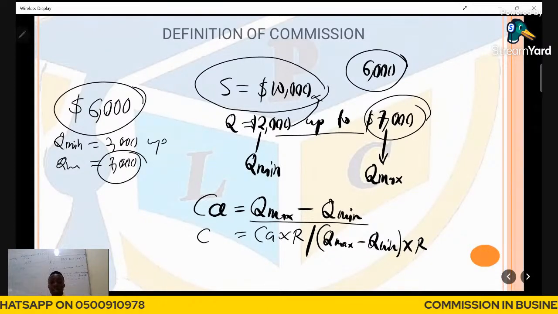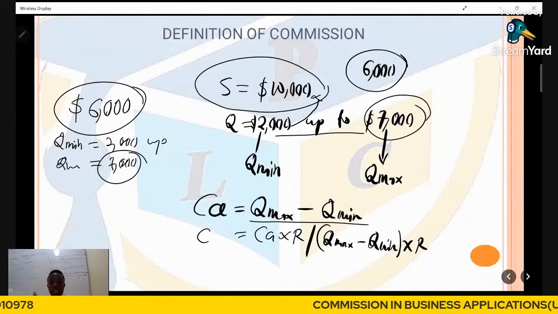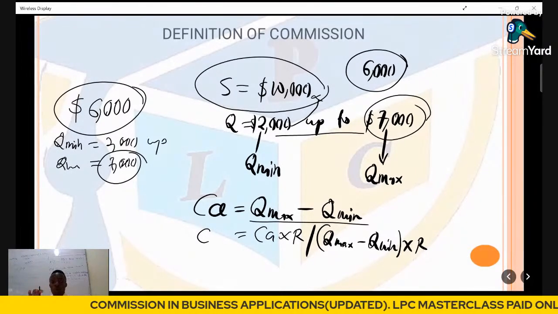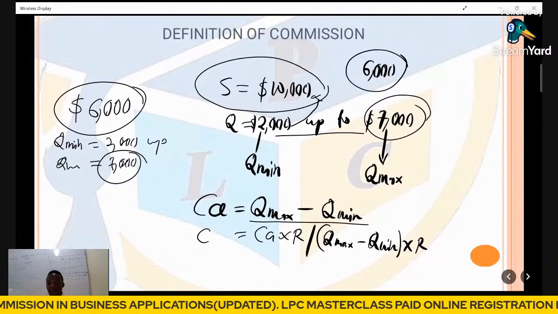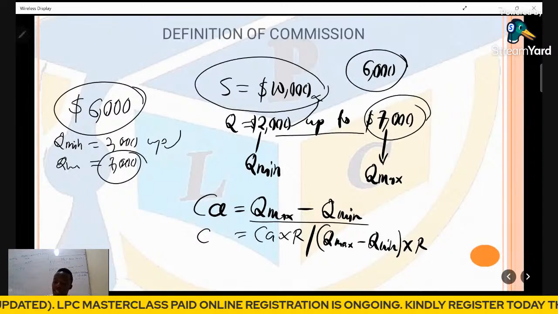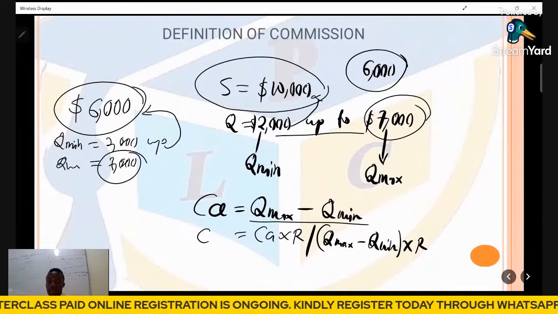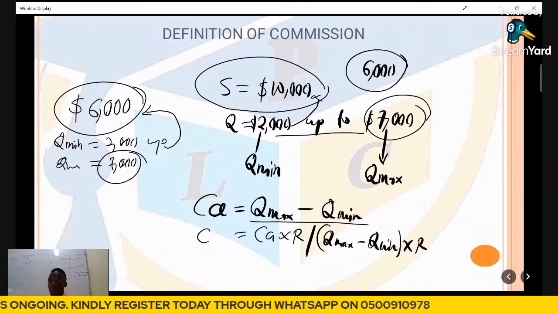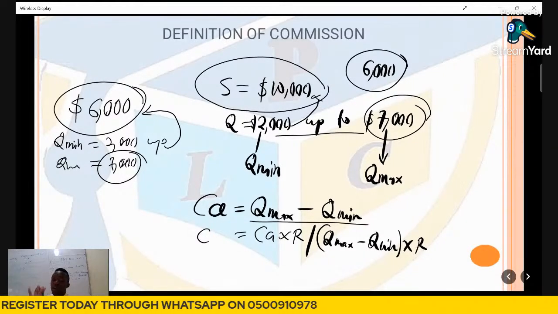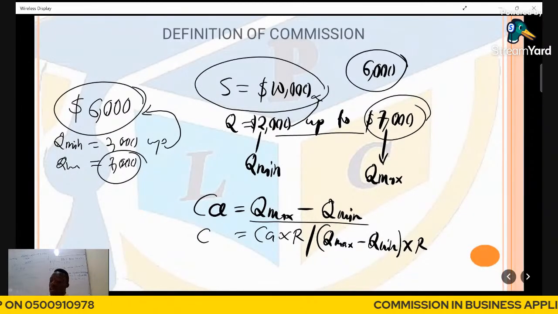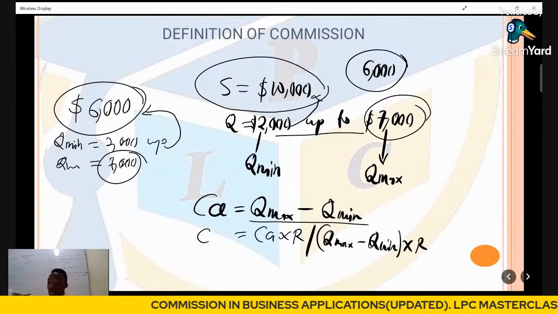So at any point in time, when the sales for a particular period is less than the maximum quota, then for us to get the commission of that personnel or sales officer or agent, we'll compare the minimum quota as against the sales that you made for the period, since the sales that you made for the period is less than the maximum quota. But in a situation where your sales is greater than the maximum quota, then you get a full commission amount within the range of, say, 2,000 up to 7,000.